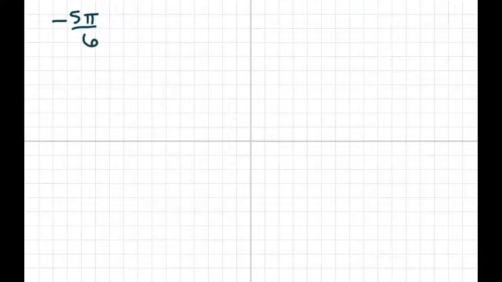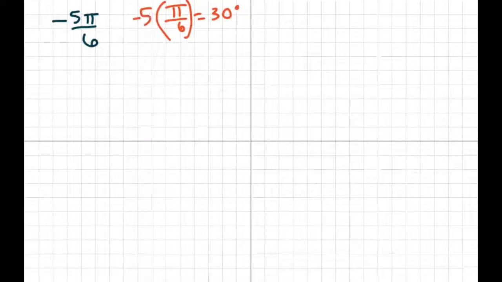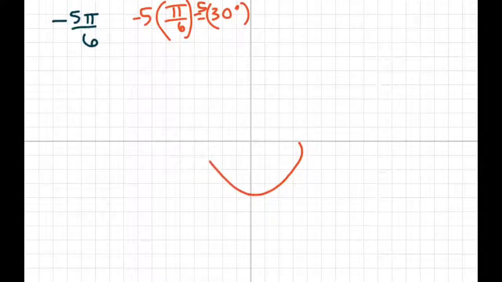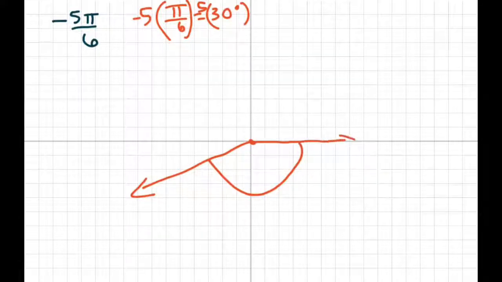And one more, negative 5 pi over 6. So just remember, pi over 6 equals 30 degrees. So that just means we have 5 of them, and we're going to go clockwise when we draw it. 5 30s. So this is 3 of them. Need 2 more. So it's right about there. We're just sketching it. This is your initial side. This is your terminal side. And when you draw up, this would be pi over 6, sorry. 30 degrees.